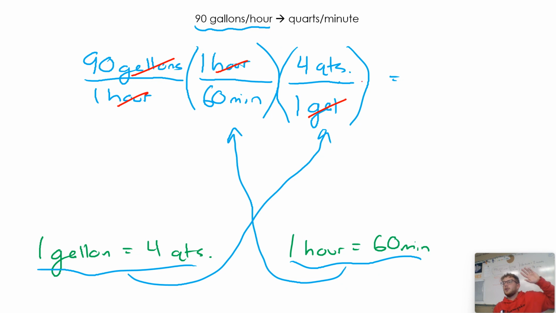Okay. So looking at the units that didn't get canceled, I have quarts on top and minutes on the bottom, which means that my final unit will be in quarts per minute, or quarts over minutes. All right. So now what's left for me to do is the math. So now I multiply across the top, 90 times 1 times 4, and I divide by the bottom, divided by 1, divided by 60, divided by 1, and the answer I get is just 6. Okay, so 6, and then what's my unit? Quarts over minutes, or quarts per minute.